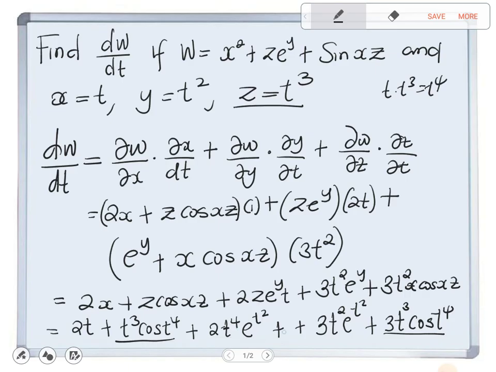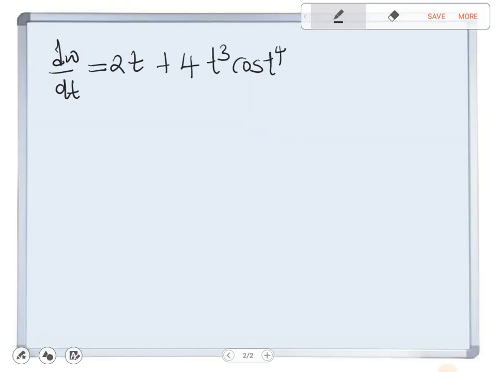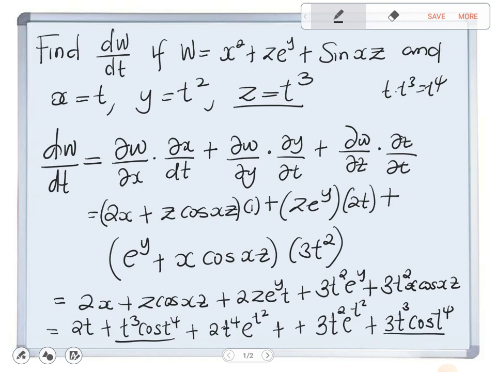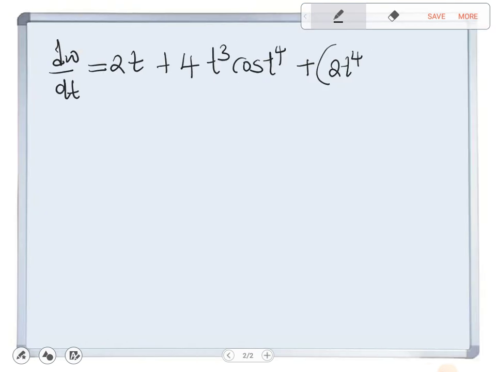We can take out e to the power t squared. If we take that out, we end up remaining with t to the power 4 here, 3t squared here, and so 3t squared plus 3t squared. Then we can take out e to the power t squared.